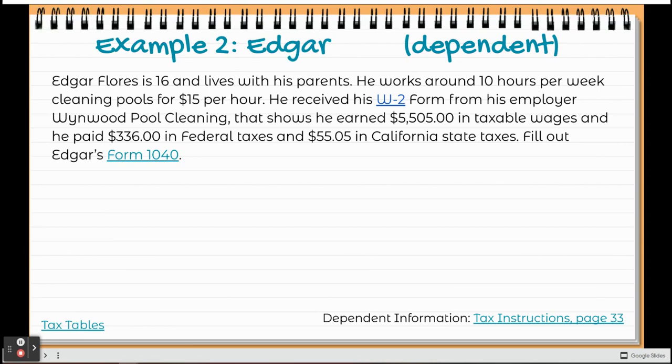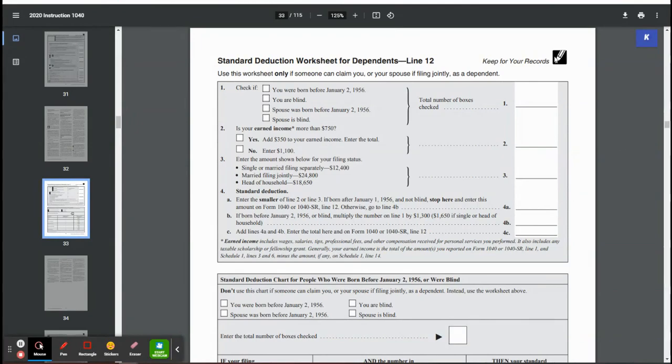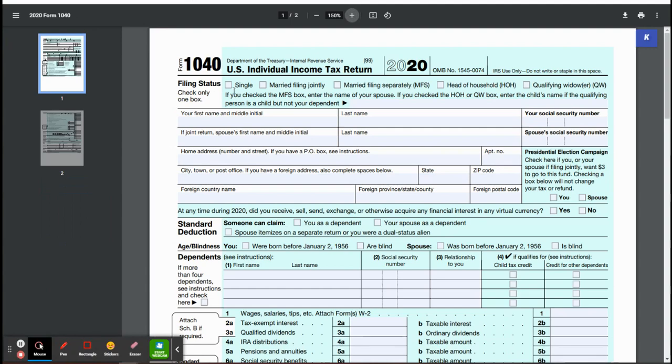And again, it's important to note that this is a dependent, so the information is a little bit different than our other problems that we dealt with in our previous example. Down here at the bottom, there are instructions for the tax Form 1040. On page 33, it talks about how to handle the dependent situations. On the instructions, you'll see a worksheet that goes through and explains it. But we're going to go ahead and complete our 1040.